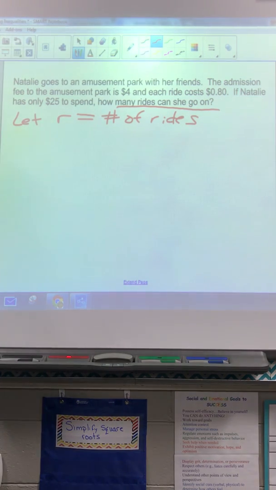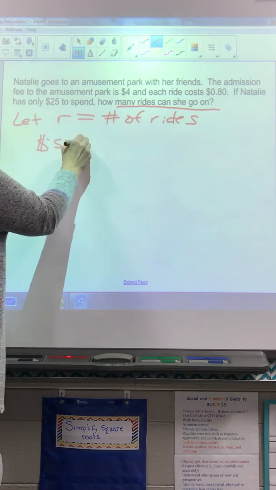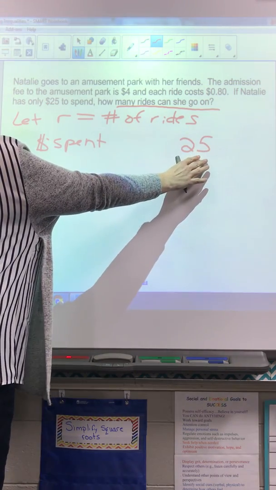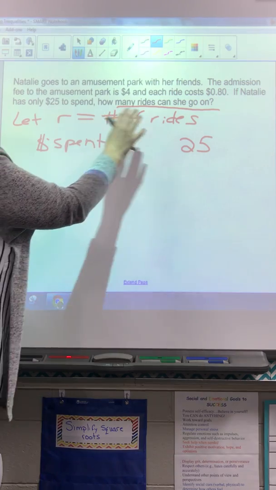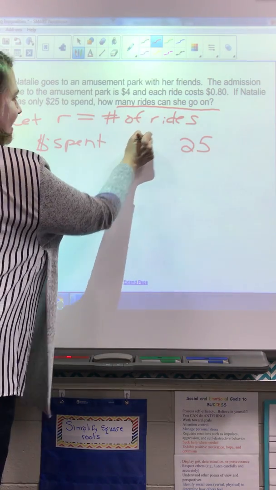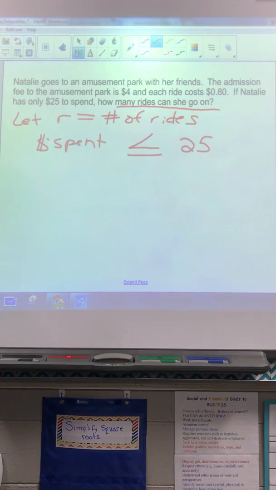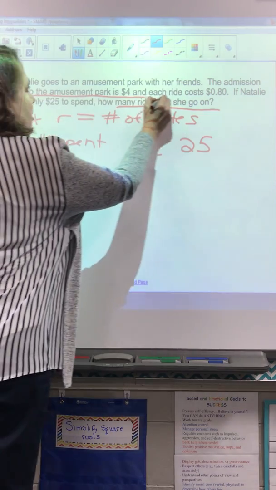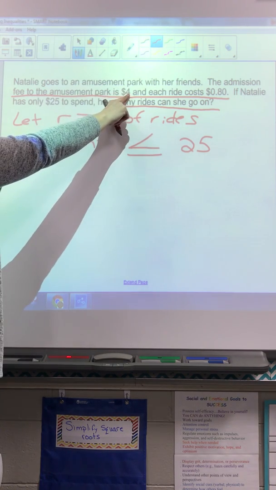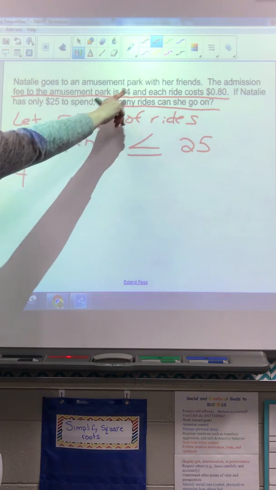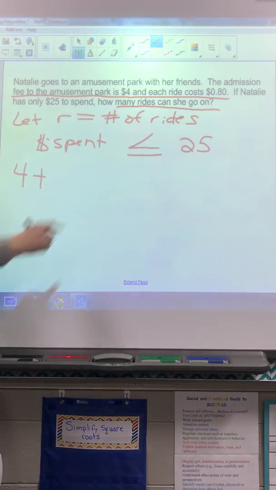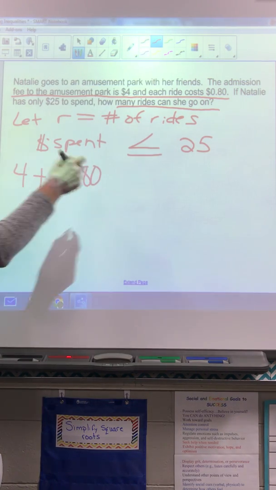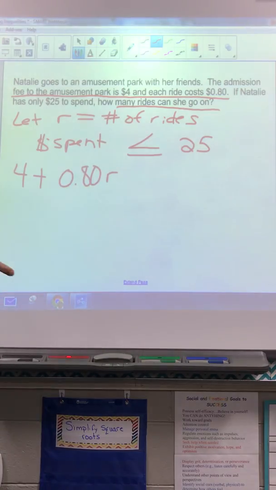And then I want to organize this a little bit. So the money she spends must be compared to how much she has. What she spends must be what compared to how much she has? It must be less than or equal to. She can't spend more money than she has. She's in trouble then. So now let's look at how we can express what she spends. So we know she spends this. The admission fee is $4. So we're going to start with our $4. And then she's spending more money. So we're adding to it 80 cents each ride. So 80 cents times the number of rides she goes on. If she went on 2 rides, it would be $1.60.